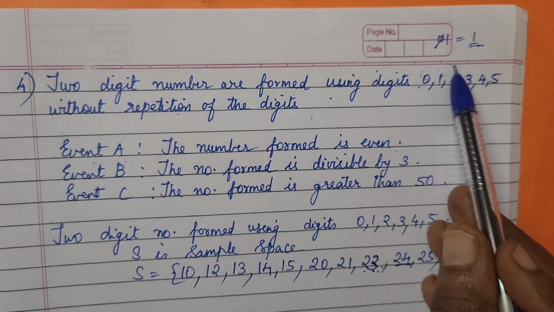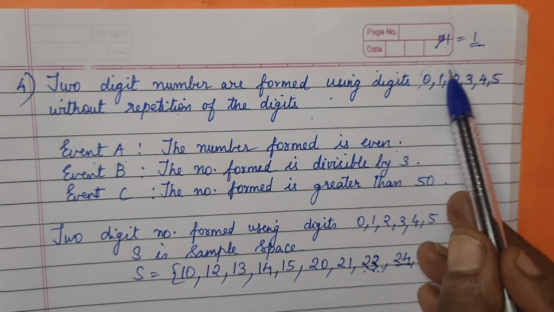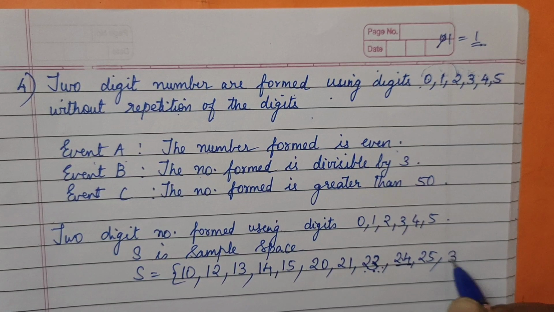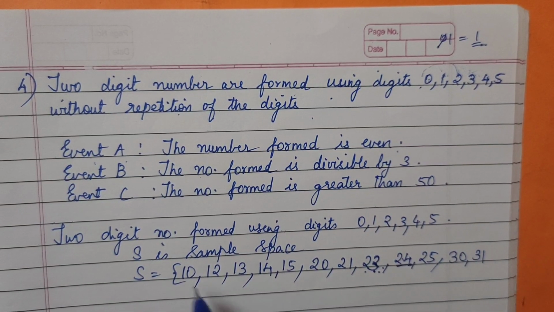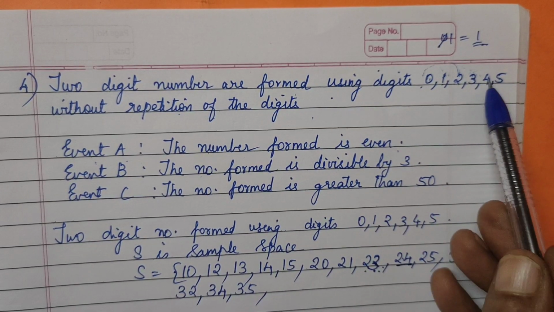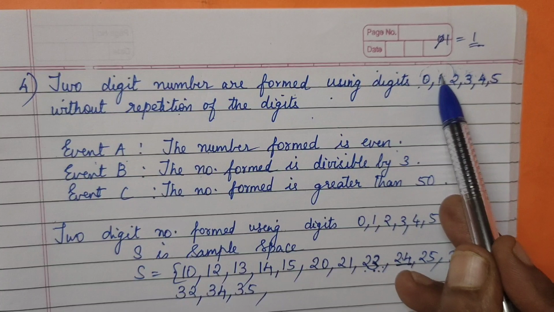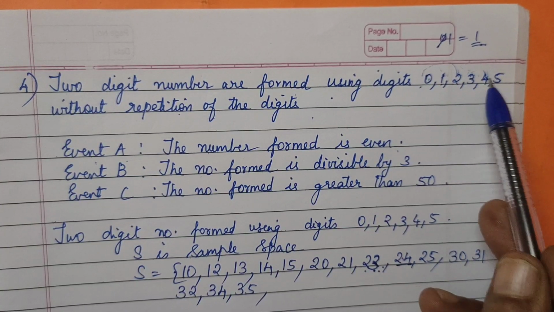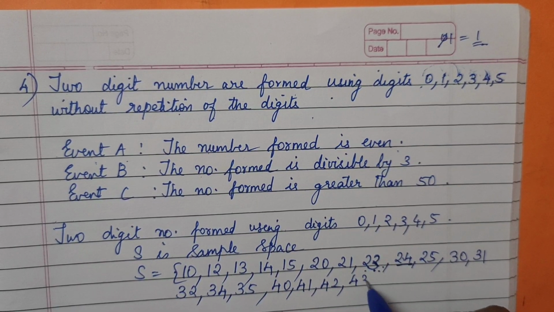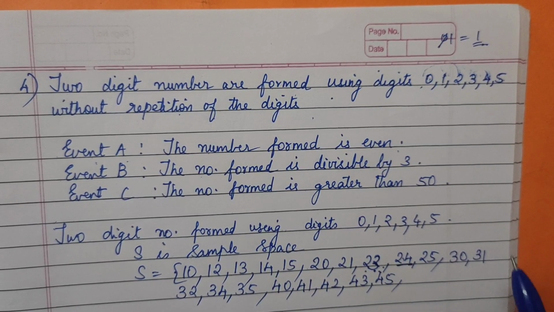Let's go for the 3. 30, 31, 32, 34, 35. So I'll write it 30, 31, 32, 34, 35. I have done with the 3 also. Let's go for the 4. 40, 41, 42, 43, 45. So 40, 41, 42, 43, 45. Done with the 4 also.